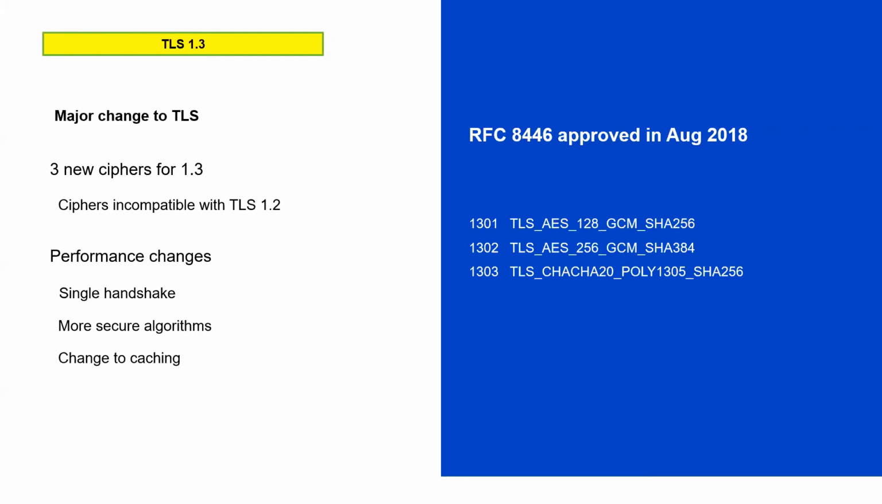An important security change is there is now a single handshake which encrypts more of the information in the handshake. There's also stronger security algorithms supported by the new 1.3, which is important and will be important in the future, especially as we go into the quantum era of computing. And there's also changes to caching.